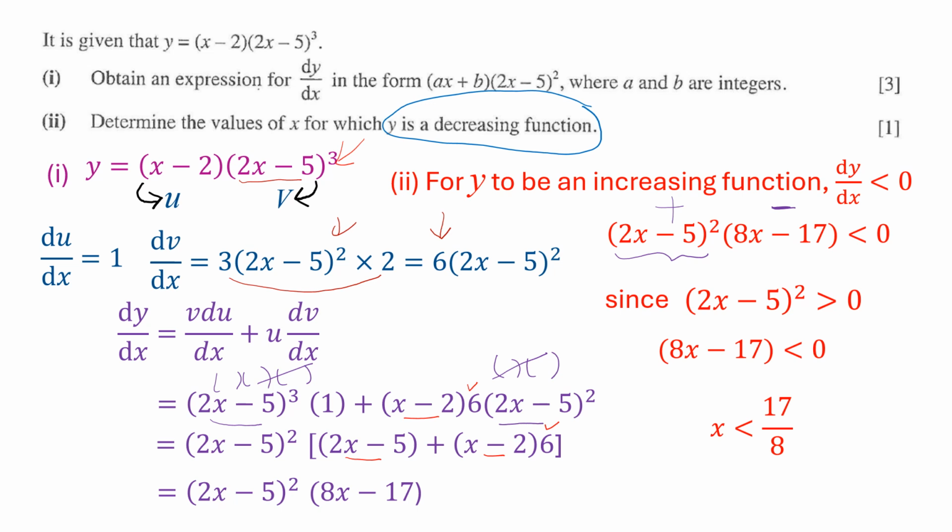Not too sure if I need to say x cannot be 5 over 2. Because if x is 5 over 2, then it does not make sense to have 0 less than 0. So probably I need this thing.